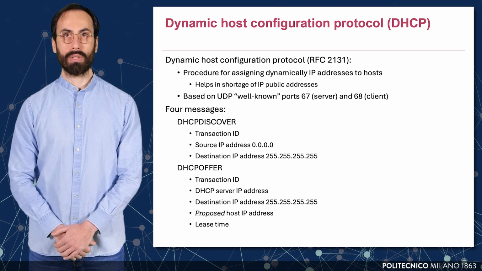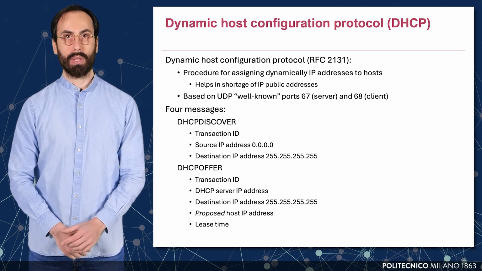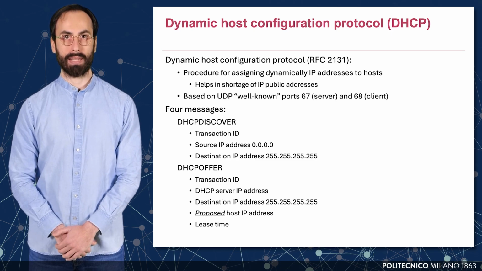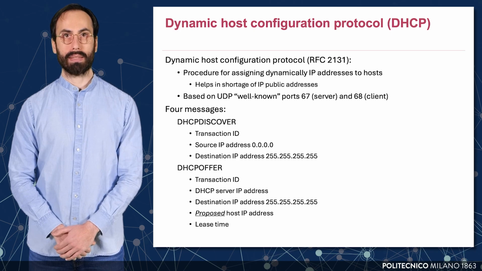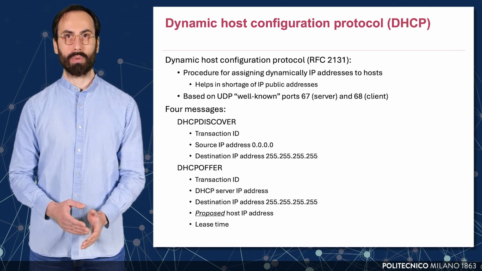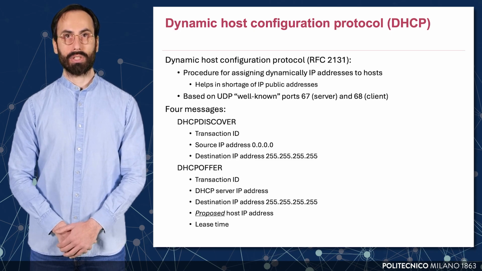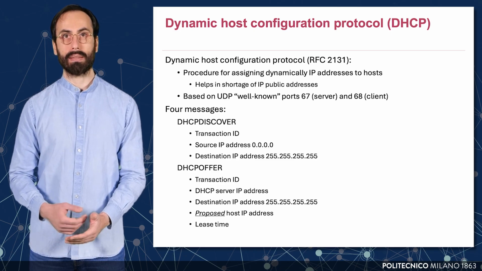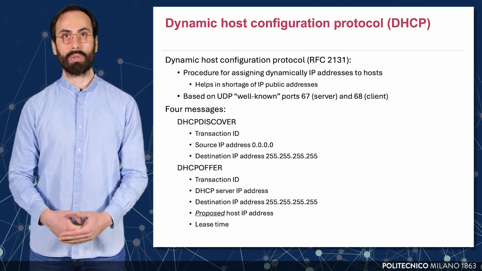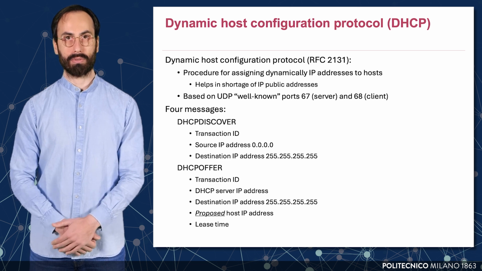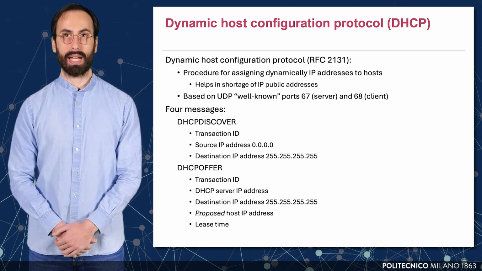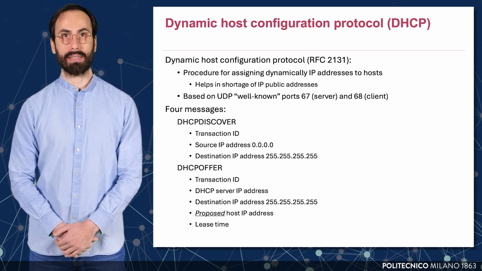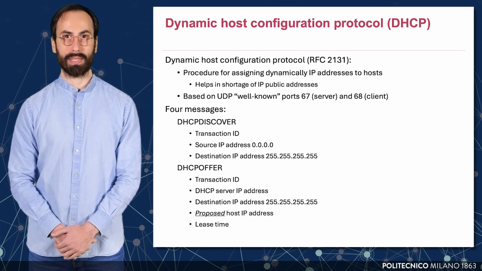The Dynamic Host Configuration Protocol, or DHCP, is a network protocol used to automatically assign IP addresses to hosts. This mechanism is particularly valuable for managing IP address allocation efficiently and helps mitigate the shortage of public IPv4 addresses. DHCP operates over UDP using port 67 for the server and port 68 for the client. The DHCP process involves 4 key messages.